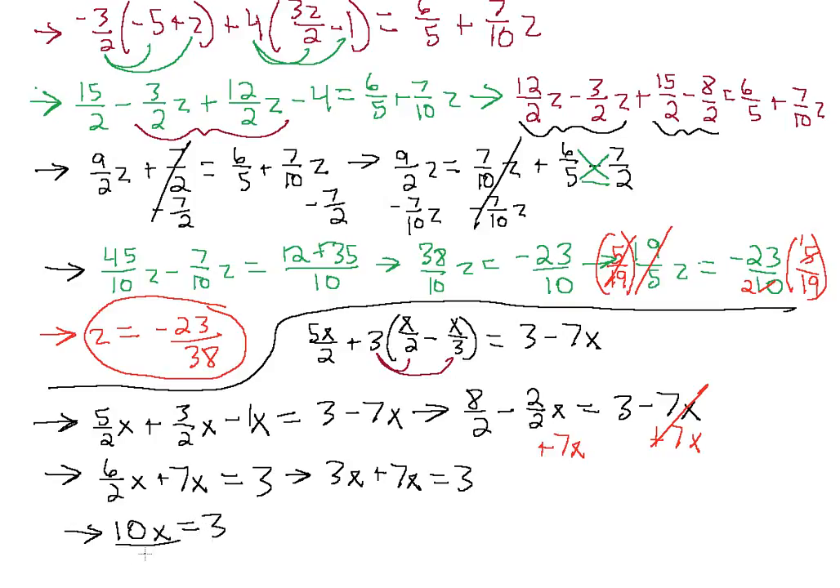And we can simply finish this off by dividing both sides by 10. These 10s cancel out, just leaving us with x on the left and 3 over 10 on the right. And there you go.